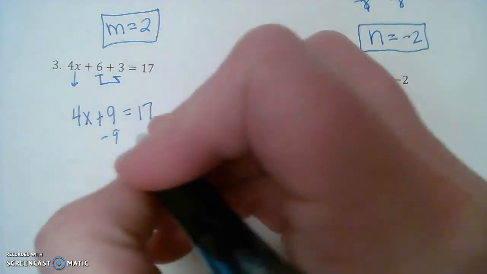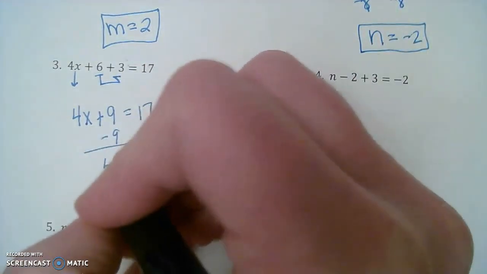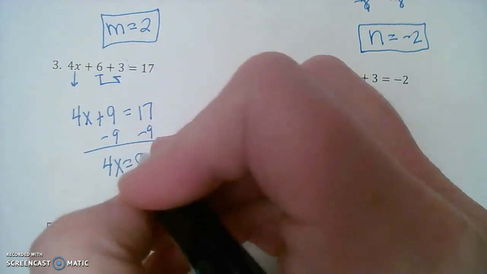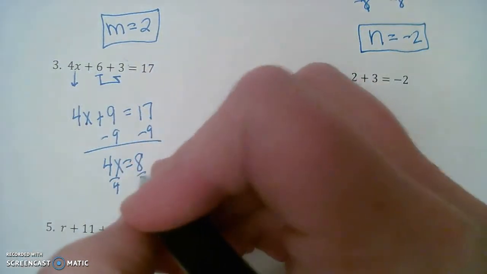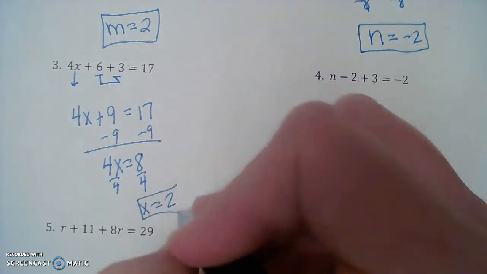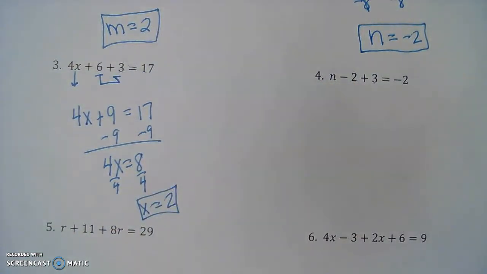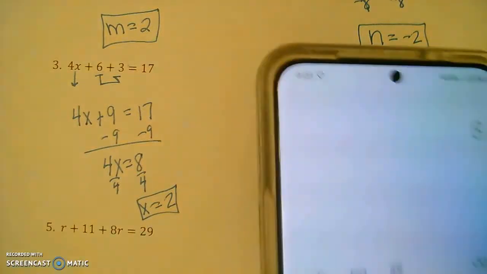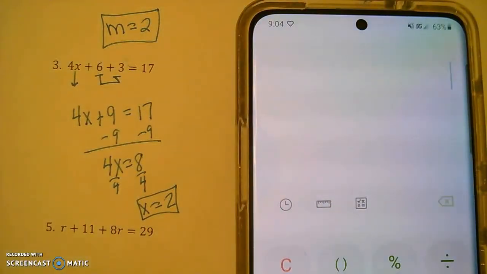So subtract 9 from both sides. 4x equals 8. Divide by 4, divide by 4. X equals 2 is our final answer. Again, if you want to check it, plug it right into the original equation. 4 times 2 plus 6 plus 3 is equal to 17. So we did that one correctly.